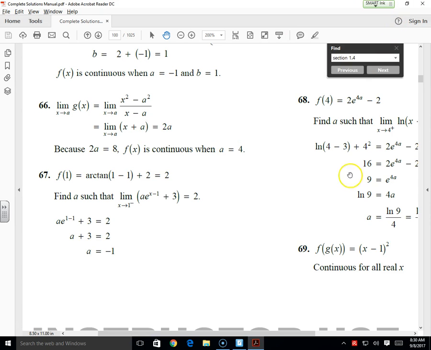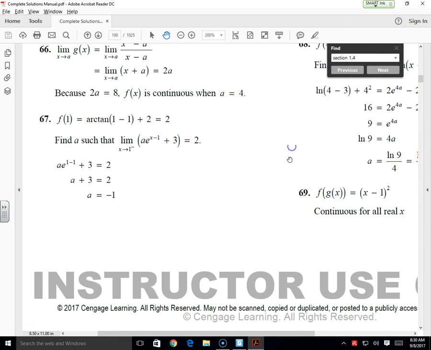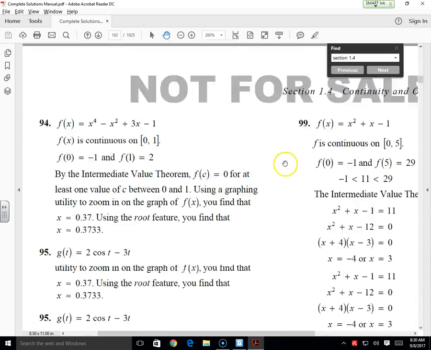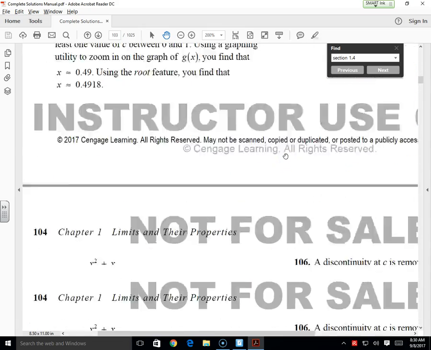Kiddos, any more evens? 102. Any more beyond that? Okay. Number 102, then we're going to section 6.